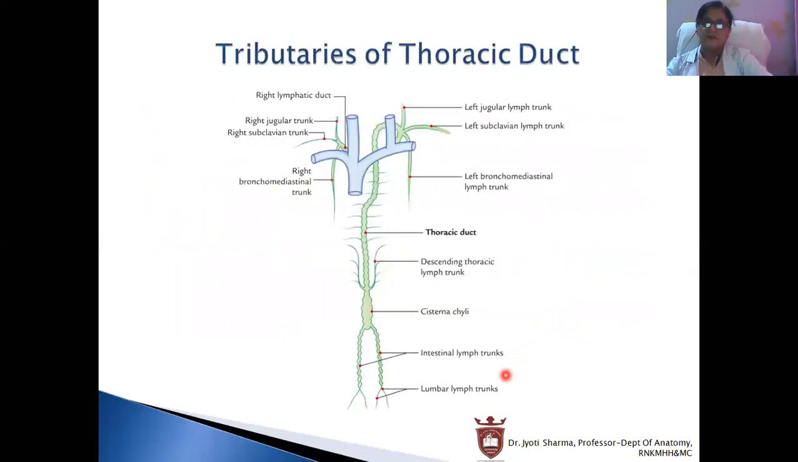We see the tributaries of thoracic duct here in the diagram. This is the lumbar lymph trunk. This is the intestinal lymph trunk. This is cisterna chyli. This is descending thoracic lymph trunk. This is thoracic duct, and this is left bronchomediastinal lymph trunk.